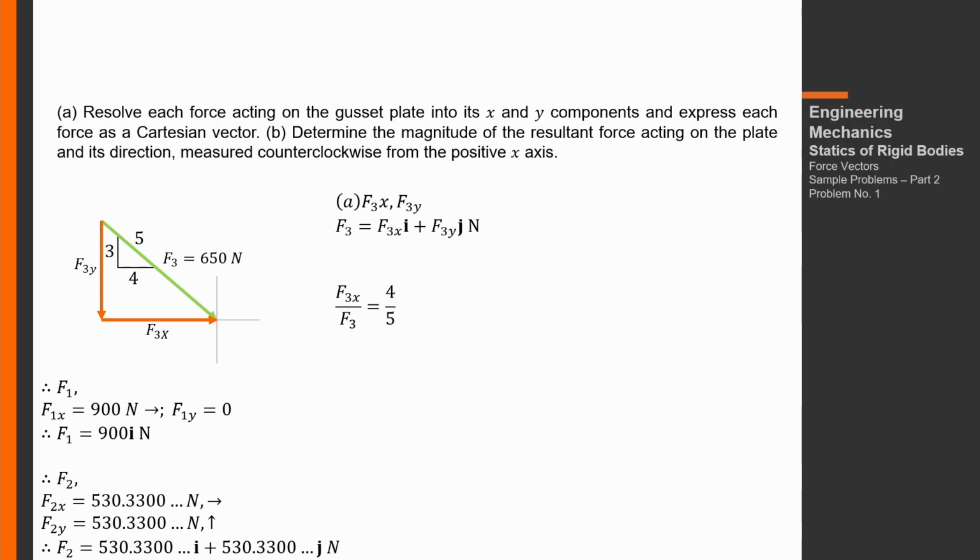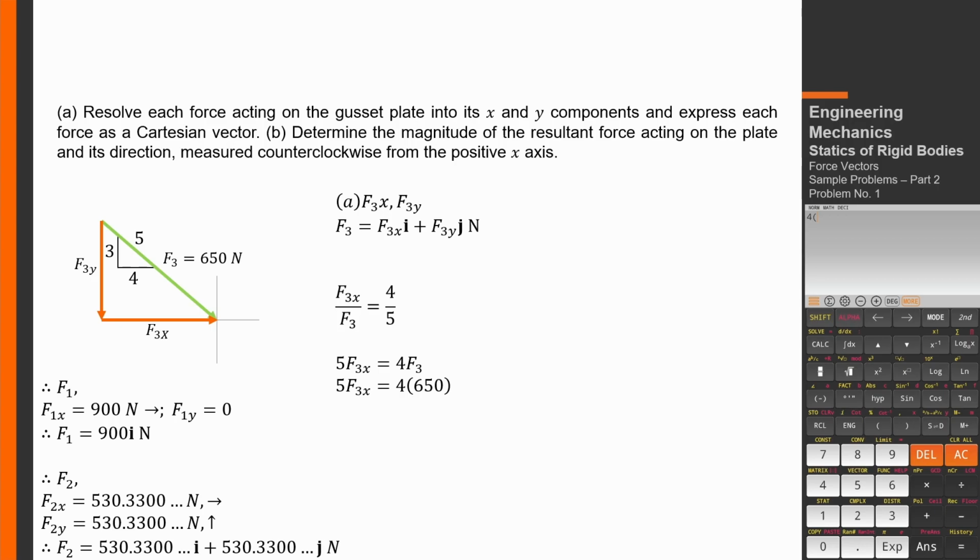So, solve muna natin yung x component. So, therefore, multiply both sides sa 5 tsaka sa F3. So, 5 F3x is equal to 4 F3. So, substitute natin yung 650 as F3. So, therefore, 4 times 650 over 5, which is 520 newtons. So, going to the right.